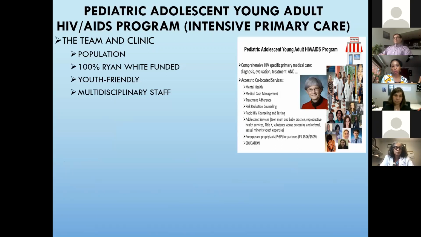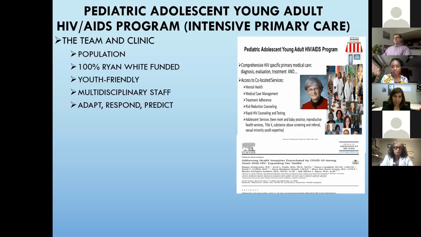multidisciplinary, the population served primarily African-American and marginalized populations from Baltimore and the surrounding areas, 100% Ryan White funded, which I'll cover in the next slide, youth-friendly, multidisciplinary staff, all really focused on youth, and many of them are pictured here, including past and present staff. The idea is a comprehensive HIV program with co-located services, one-stop shop to take care of children, adolescents, and young adults with HIV.